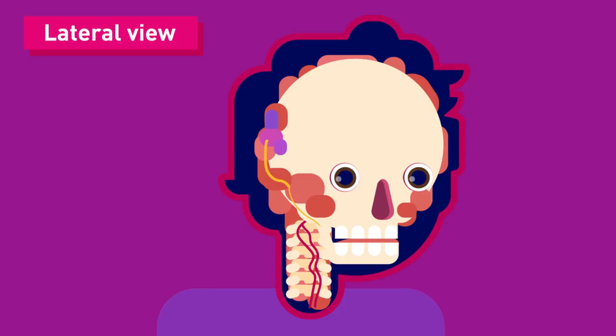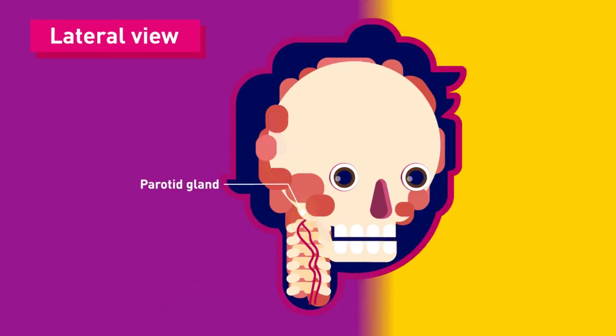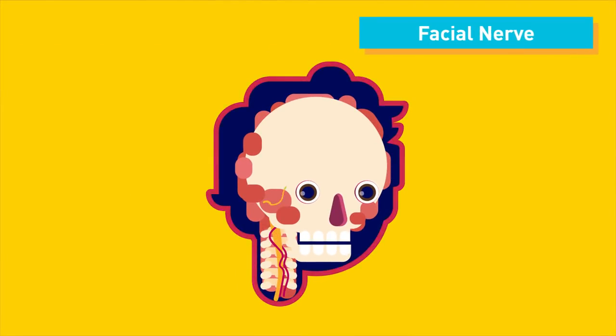Immediately distal to this, motor branches are sent to the posterior belly of the digastric muscle and to the stylohyoid muscle. The main trunk of the nerve, now termed the motor root of the facial nerve, continues anteriorly and inferiorly into the parotid gland. Within the parotid gland, the nerve terminates by splitting into 5 branches.